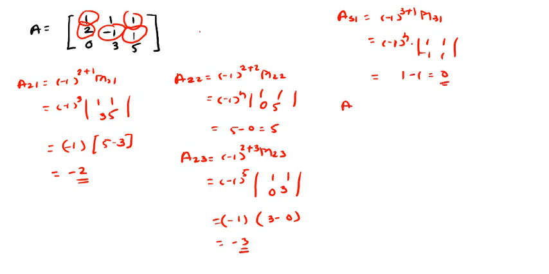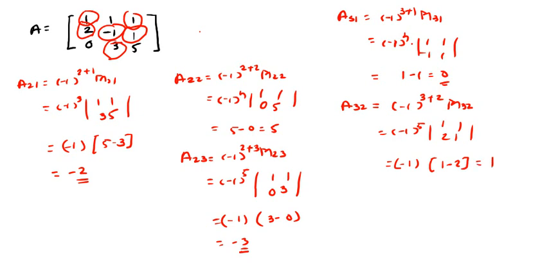Okay, then you can find the entry A32, and A32 will be -1 raised to 3 plus 2 into M32. Okay, -1 raised to 5 into M32, the minor of the element A32. The element is here, so hide this row and this column. So what remains? 2 1 1 1 2 1. So we get this as the matrix 1 1 2 1. So this will be -1 into the determinant of 1 1 2 1. So this will be 1 minus 2, which is -1, into -1, which is 1.